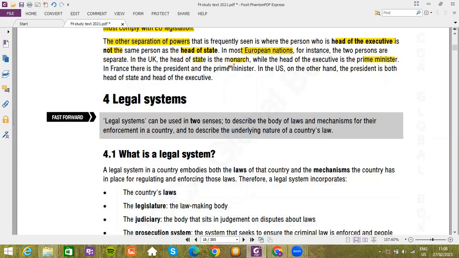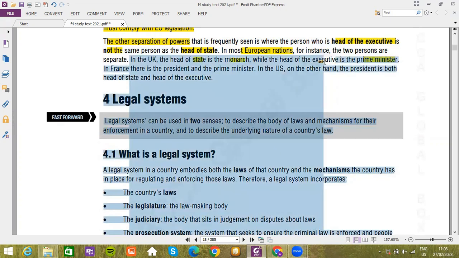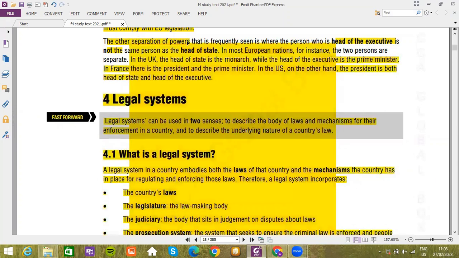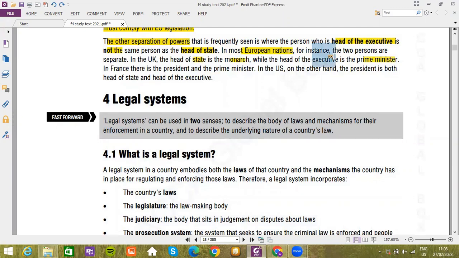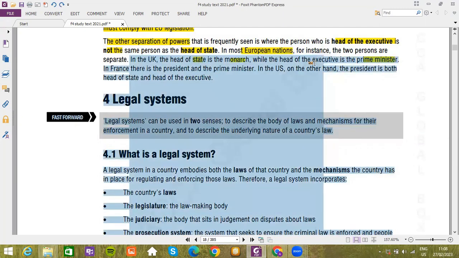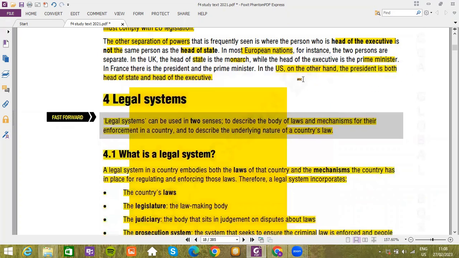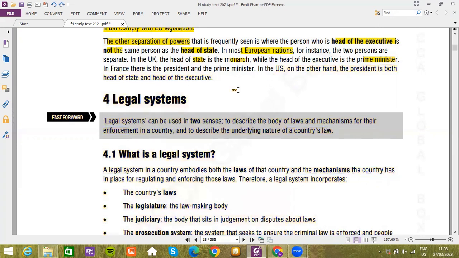The head of the state is the monarch, and the head of the executive is the prime minister. In France, there is the president and the prime minister. In the US, on the other hand, the president is both head of the state and head of the executive. So in the US, it's different. Both the powers are within the same person.